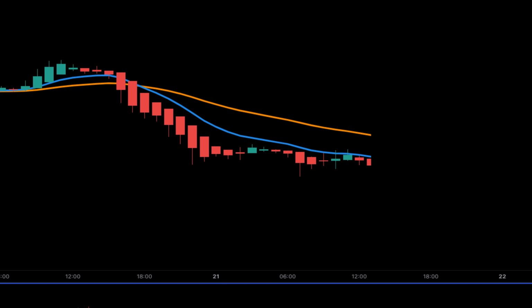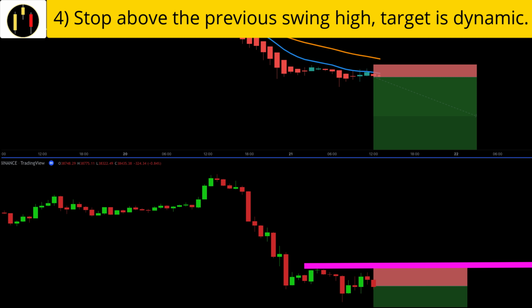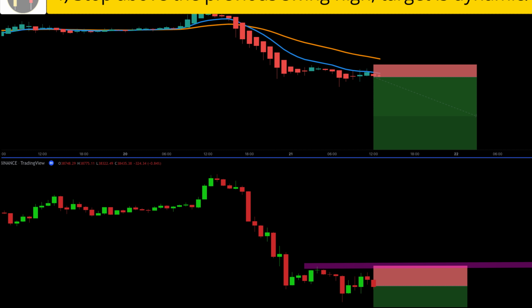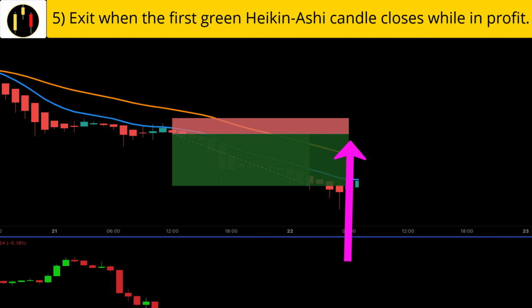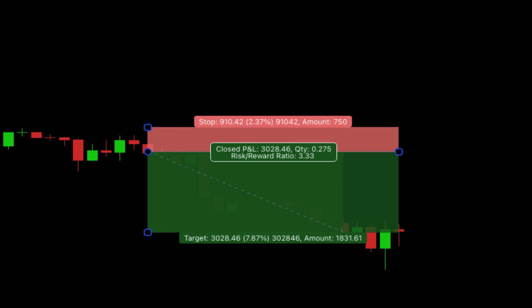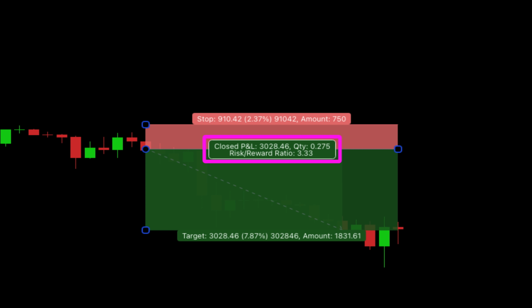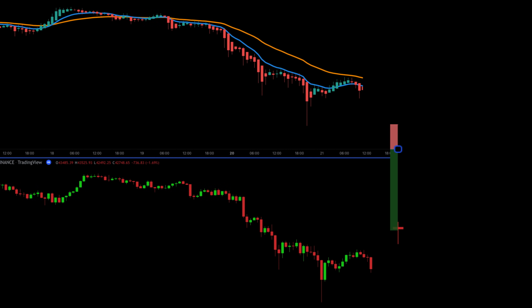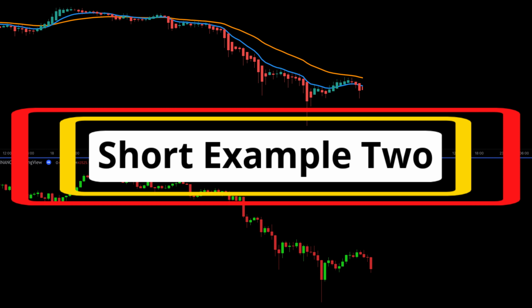That is our trigger. Enter on the standard Japanese candlestick chart, placing the stop above the previous swing high. The target is dynamic. Close the position when the first green Heikin-Ashi candle closes while in profit. This example is booked with a profit of 3 1/3 times risk. I'm going to show you one more quick short example.